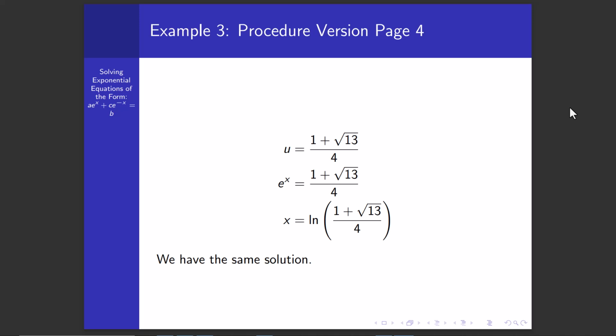And when I make the change back to the original variable, u was e to the x, we have e to the x is equal to 1 plus the square root of 13 over 4. And when I convert to logarithmic form, either by taking the logarithm of both sides or using the definition of logarithm, either method results in the same thing. We have x is equal to the natural log of 1 plus the square root of 13 over 4. And we see that we have the same solution.